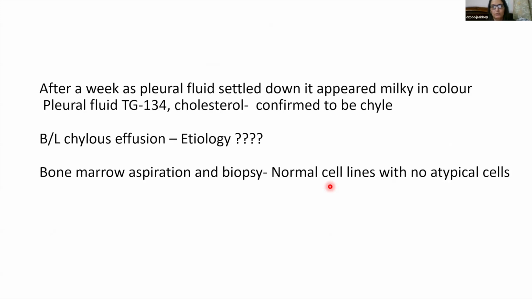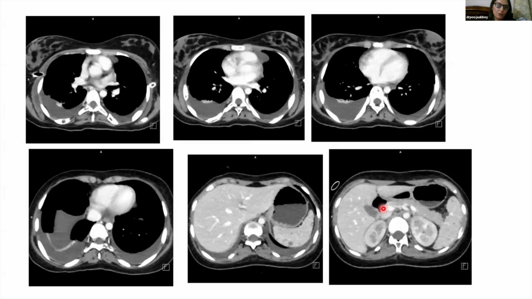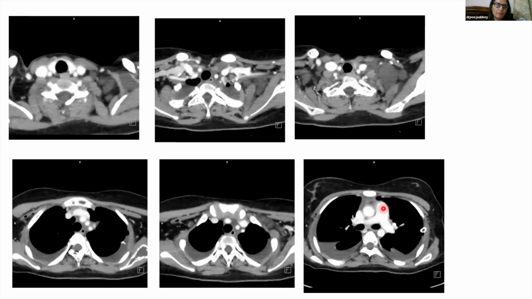And in the meantime, thinking in terms of disseminated hematological malignancy or Langerhans cell histiocytosis, they had gotten a bone marrow aspiration and biopsy done as well, which also showed absolutely normal cells and no atypical cells. So typically, even if it is disseminated LCH with marrow involvement, normally you would get something on the bone marrow as well. So then they called to request a review of the imaging. So then we reviewed the imaging, keeping in mind that what we're dealing with is chylous effusion, right? So something to do with the lymphatic system, is it?